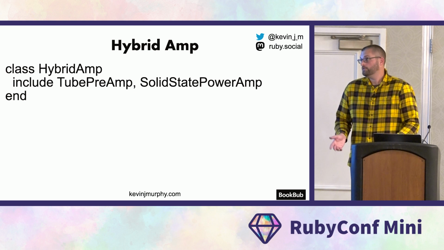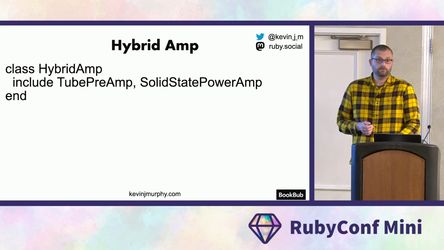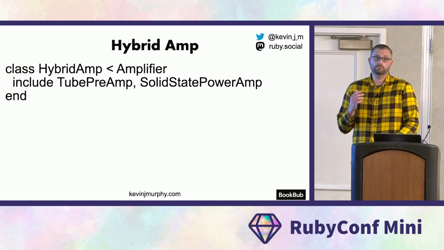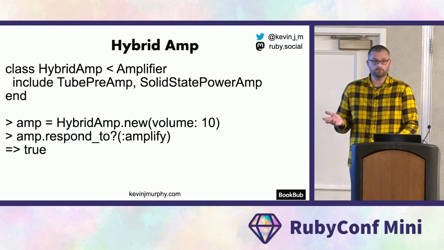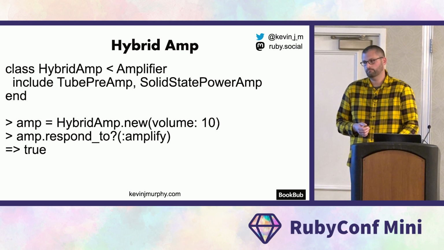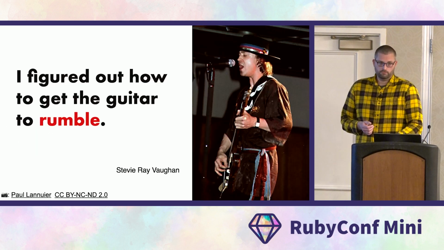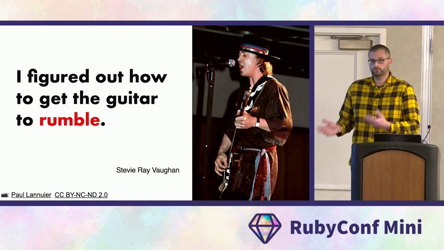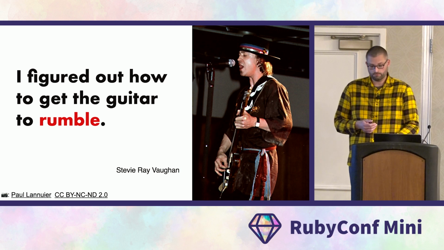Now our hybrid amp also needs to behave like any old amplifier, so we are going to use inheritance here, but we're going to inherit from the amplifier class. And now our hybrid amp can actually amplify sound. So we've built a couple of different amps. We've built a guitar. Let's put them together.